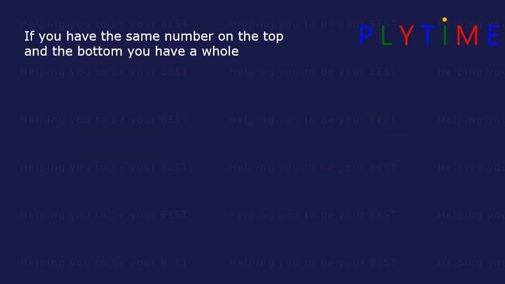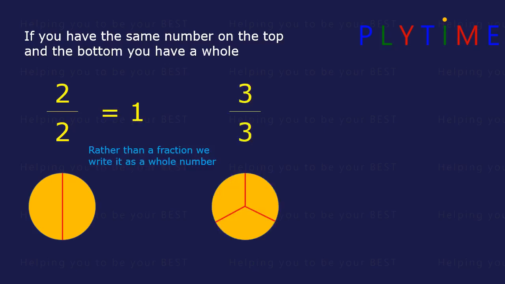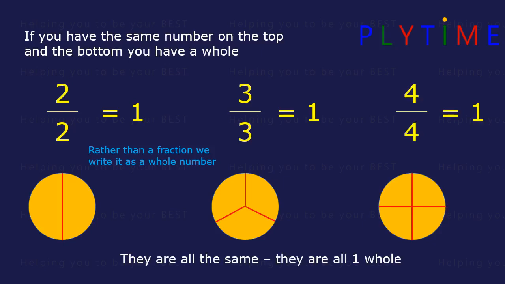If you have the same number on the top and the bottom, you have one whole. So 2 halves, we have one whole. Rather than write a fraction, we write it as a whole number. 2/2 is 1. 3/3 is the same as one whole. And 4/4 is the same as one whole. They're all the same, they're all one whole.